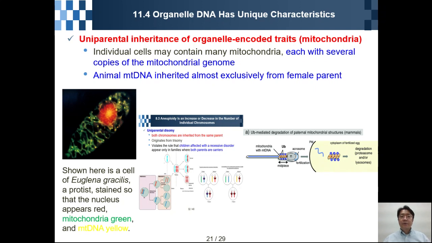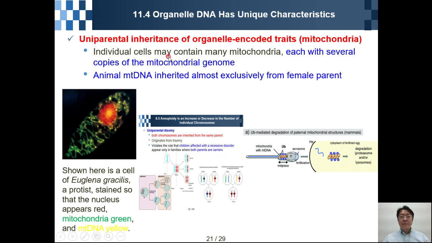So in this slide, I will explain the uniparental inheritance of organelle-encoded traits, especially in mitochondria. Here is a cell of Euglena. An individual cell may contain many mitochondria. The nucleus is stained with red color, and the mitochondria is stained with green. The green color is mitochondria. It means that one cell contains multiple mitochondria. How about the yellow color? Yellow color is mitochondrial DNA.